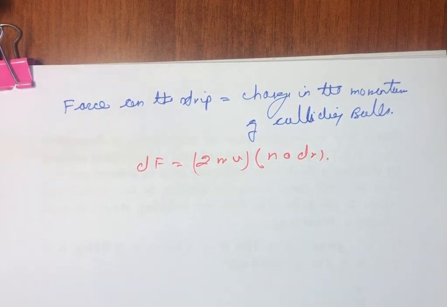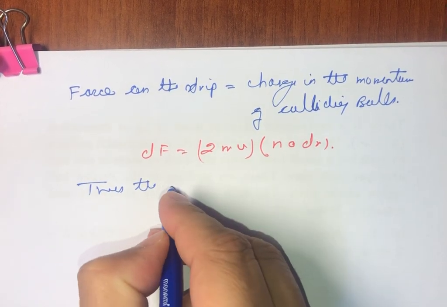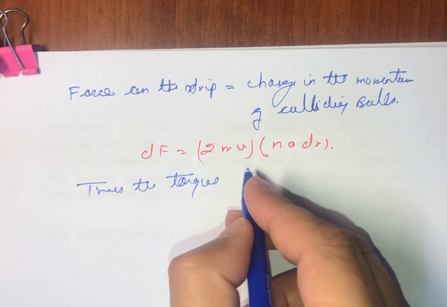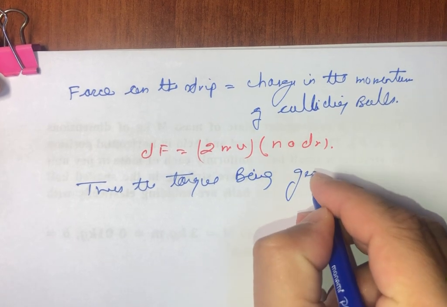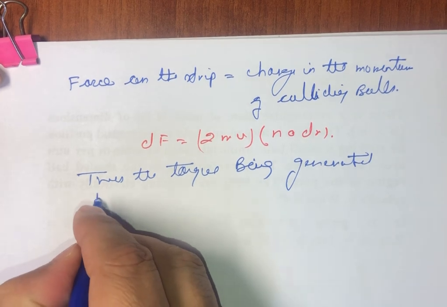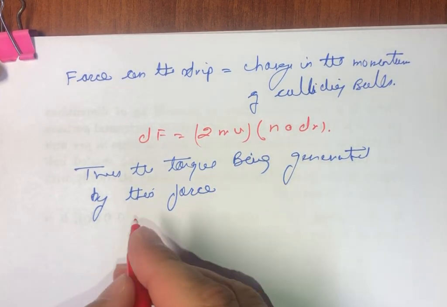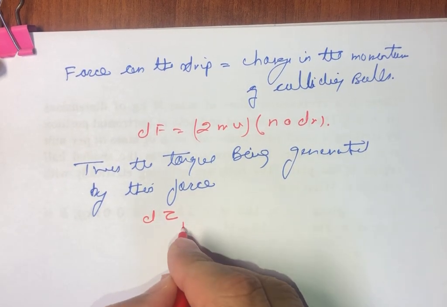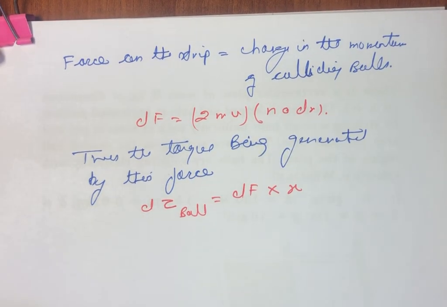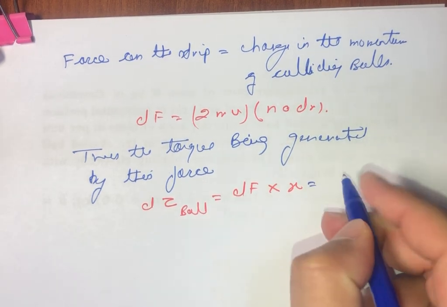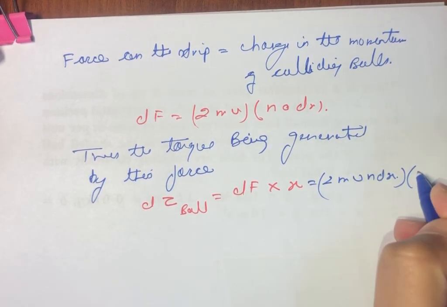Therefore, the torque being generated by this force, let us call this d tau, and it is because of the ball, so let us call this d tau ball, which will be equal to dF at a distance x. So we can substitute the value of dF. We can say dF is our 2mvna dx, and multiply by x.